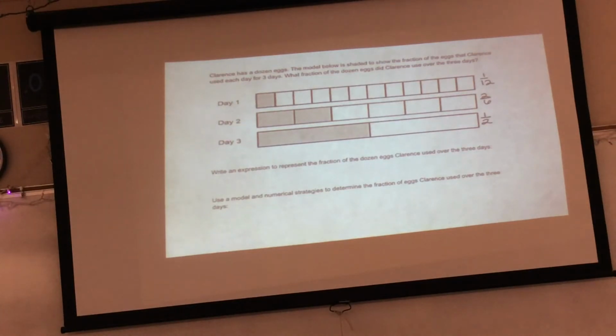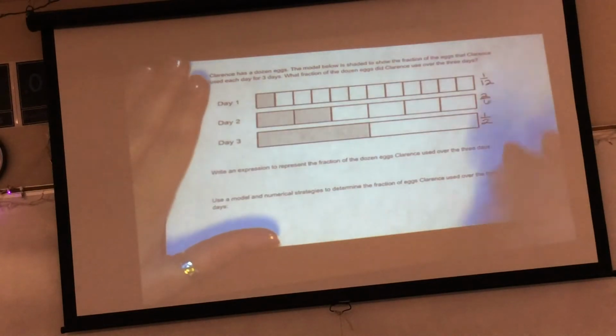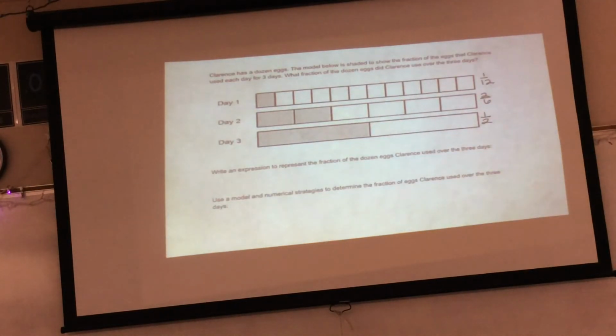Now it says to write an expression to represent the fraction of dozen eggs Clarence used over the 3 days. What's an expression? Tell me, Della. An expression is a way of saying something. In math terms, what's an expression? Basically, the equation I'm going to use to solve this problem, right? So to solve this problem, what would I do? Figure out how much you use, Kate? Would you use a ratio table? I would, but what would the expression or the equation be to solve this problem first?